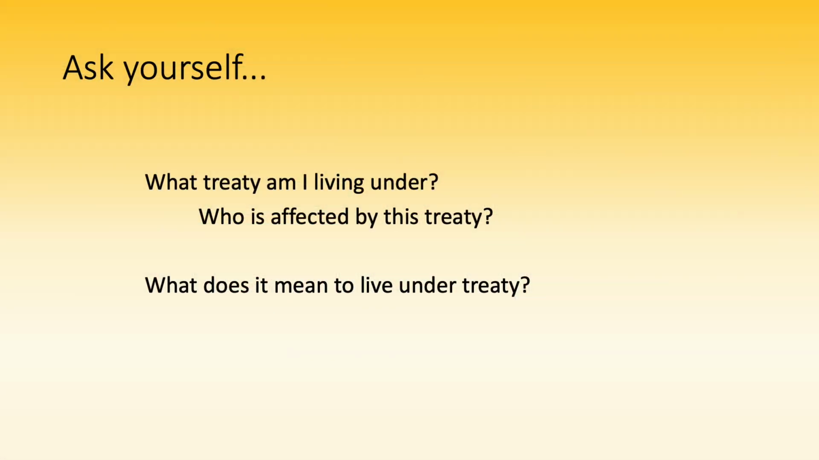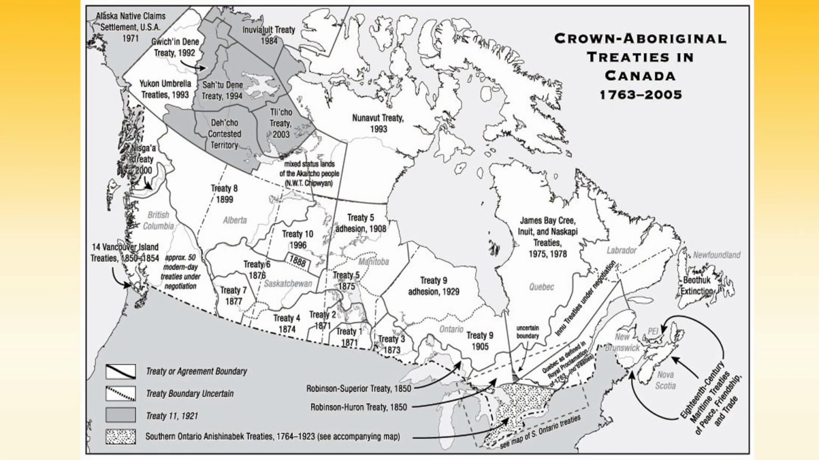Hi, this is the final part of our three-part series looking at Indigenous education in Canada. As we start, I want to ask ourselves again, what treaty am I under? What land am I on? And I want you to think about who is affected by this treaty. What does it mean to be under a treaty? So look at this map, find where you live, and see what treaty you're under.